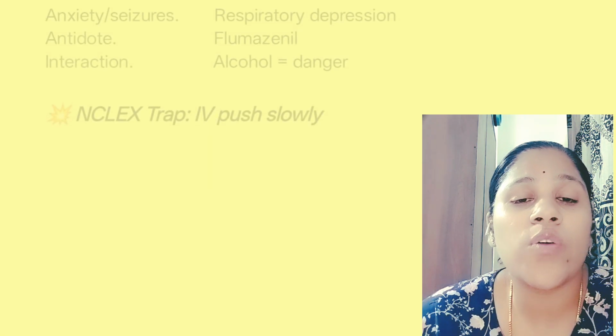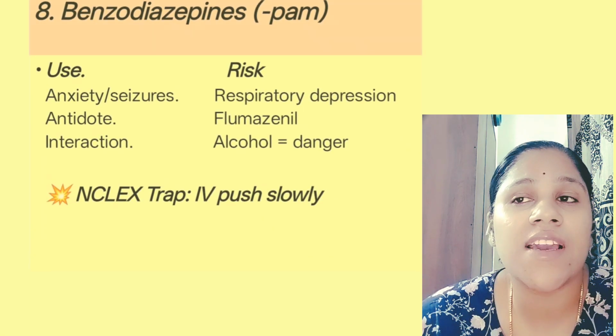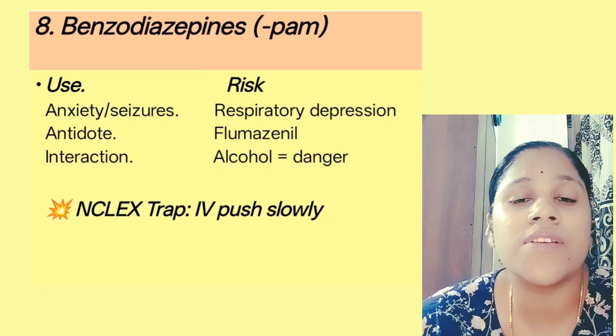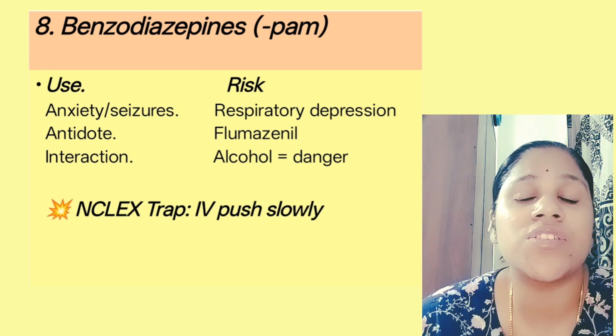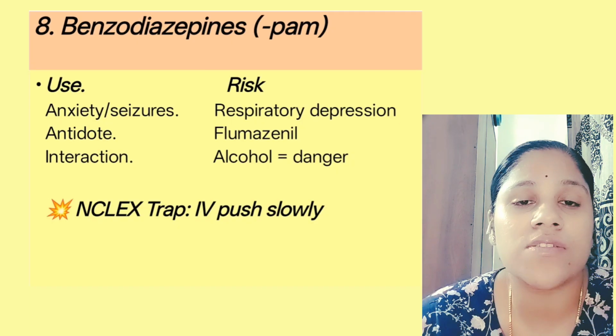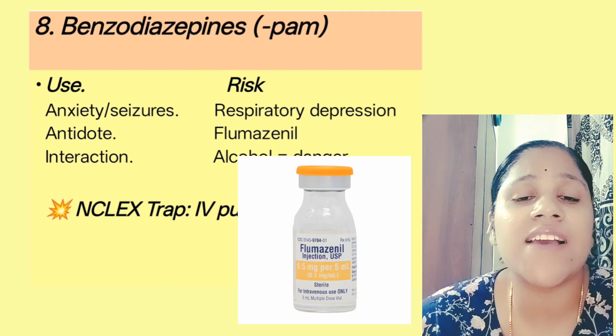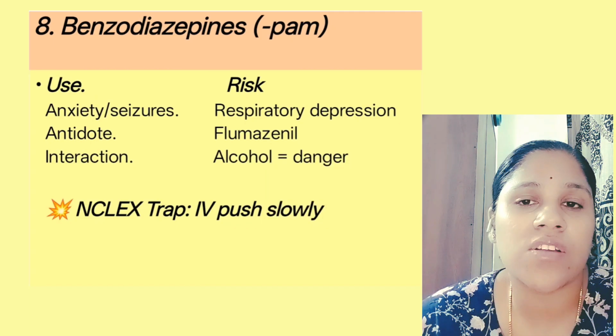Next important drug we are going to see is benzodiazepine. Yes, it always ends in -pam: alprazolam, diazepam. All these drugs come under benzodiazepines. These are mainly used for anxiety and seizures, to relieve the symptoms of anxiety. The main risk here is again respiratory depression. So we need to monitor for respiratory depression. The antidote for these drugs is flumazenil. So we need to keep this drug ready if there is an overuse of this particular drug.